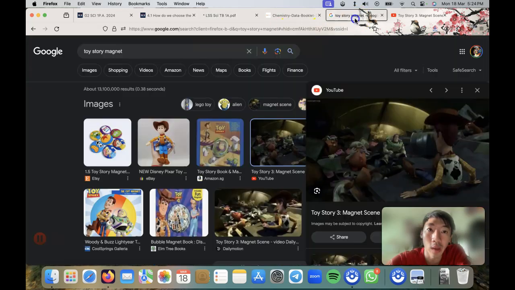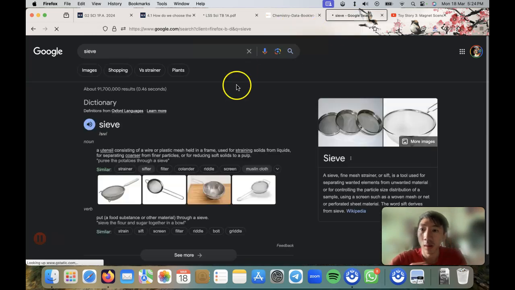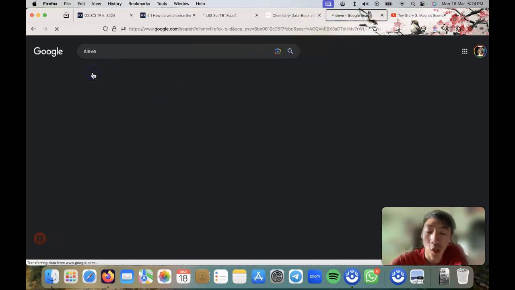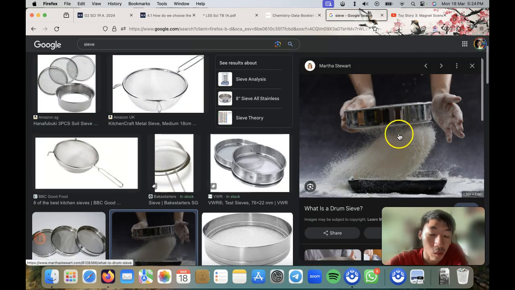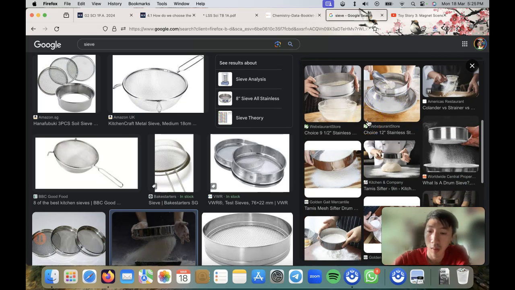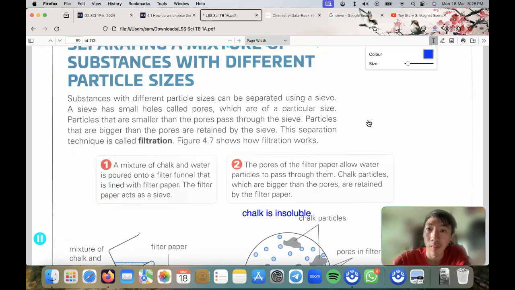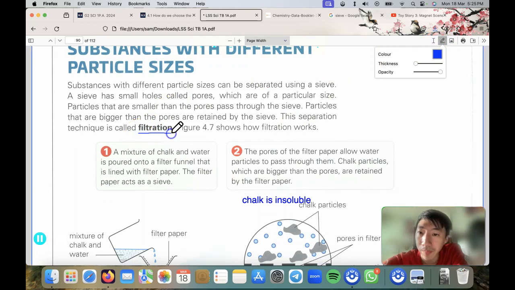In case you don't know what a sieve is, let's do a quick search here. This is a typical kitchen sieve, where you can put your flour or sugar through. Only the small substances can pass through. The big things will be left behind on top. So that's a sieve. This method is called filtration. Please take a highlighter and highlight this word, filtration.